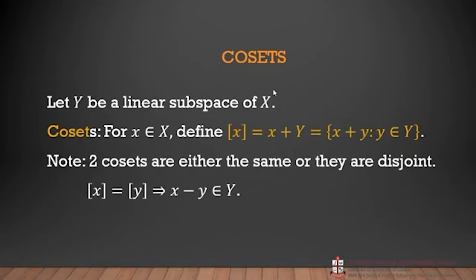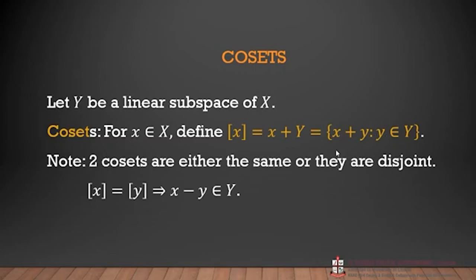Now we are defining a coset. Suppose Y is a linear subspace of X. So we are defining a coset like this. For x an element of capital X, we define the class of x, [x], equal to x plus capital Y. Now what is meant by x plus capital Y? It is the set of all x plus y where y varies over capital Y. You add x with every element of capital Y.